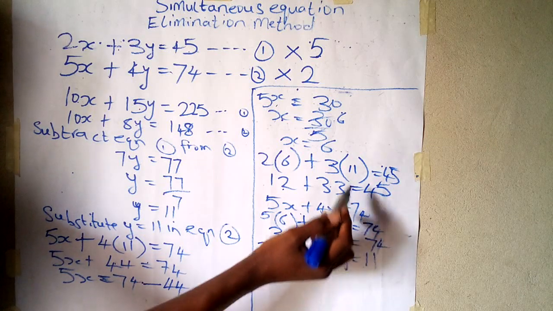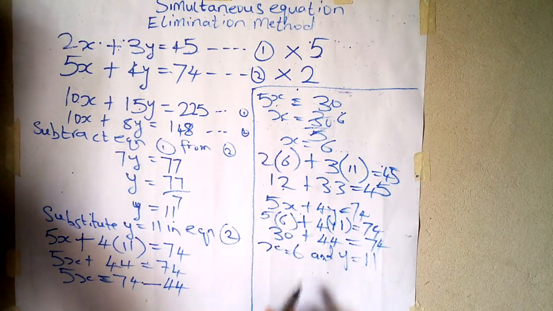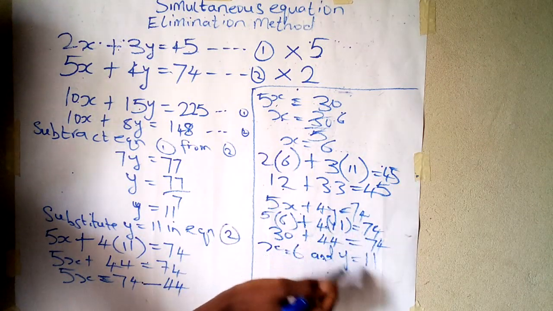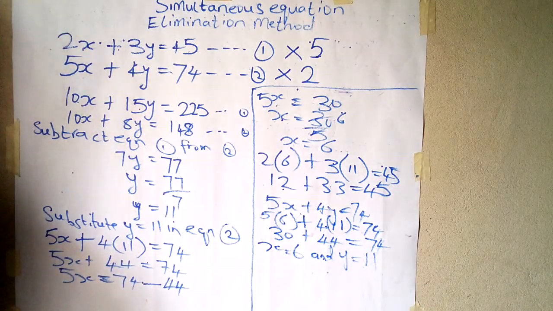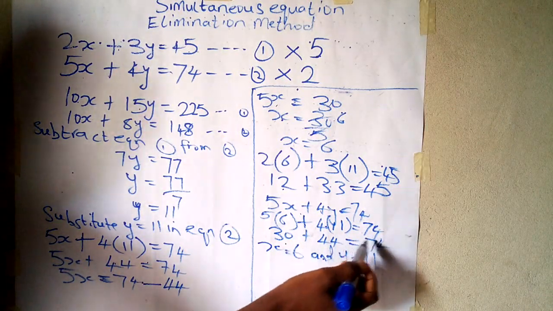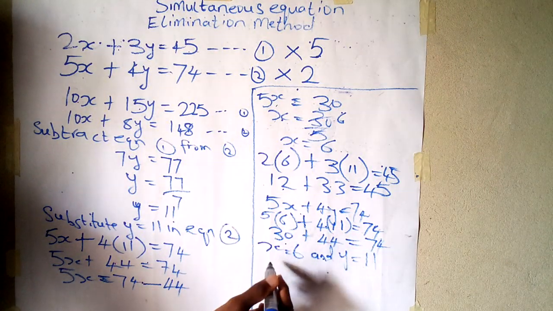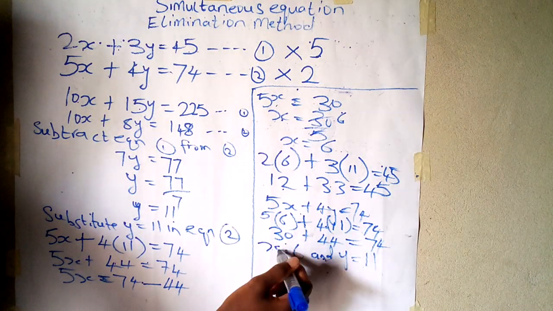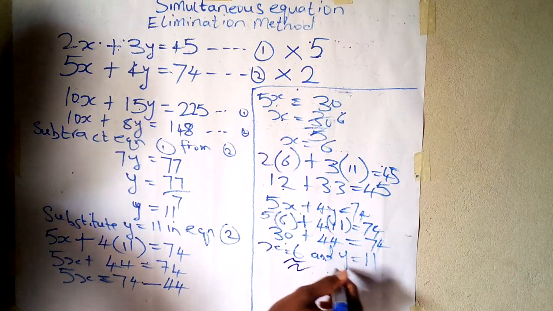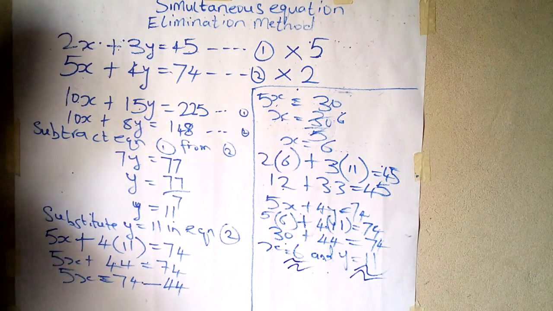5x plus 4y is equal to 74. 5 times 6, 30, plus 4 times y, 44, is equal to 74. So when you add all this together, it gives you 74. And there you can now say our answers for our variables are x is equal to 6 and y is equal to 11.